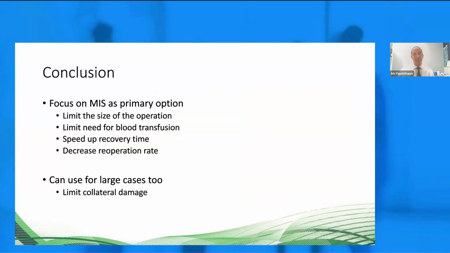All right, so again, in conclusion, my practice is a focus on minimally invasive surgery. I should say my primary option is to try to get the patient to get better without surgery, with injections and physical therapy. For those who require surgery, it's a focus on minimally invasive surgery: limit the scope of the operation, try to do the smallest thing possible for the patient, limit the need for blood transfusions, speed up their recovery time, decrease their operation rate, and limit patients' need for opiates because they're in less pain. But let's not forget, we have a lot of doctors in our community who do excellent work with open surgery. And in my cases, they are necessary for larger surgeries, but I try to limit collateral damage to the muscle and some of the other tissues.